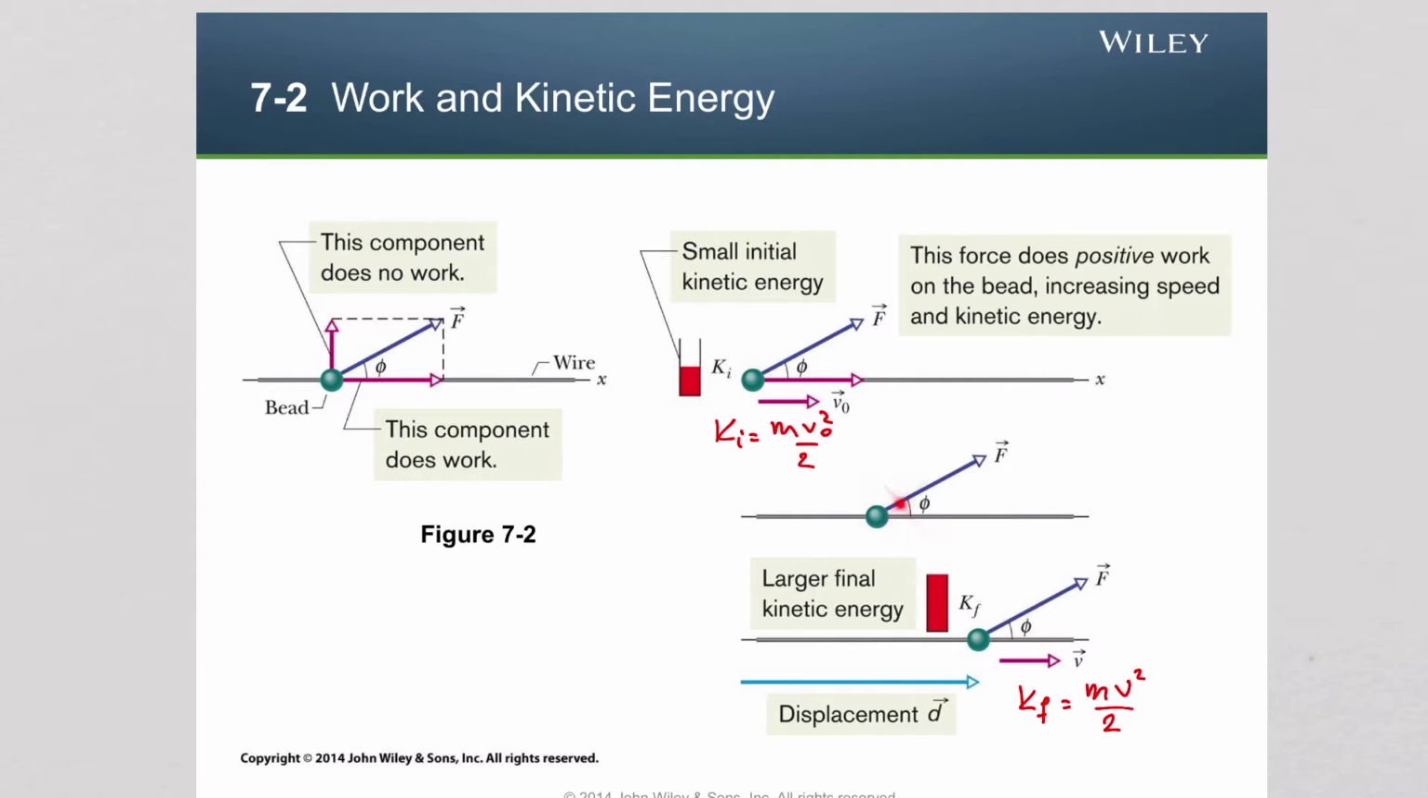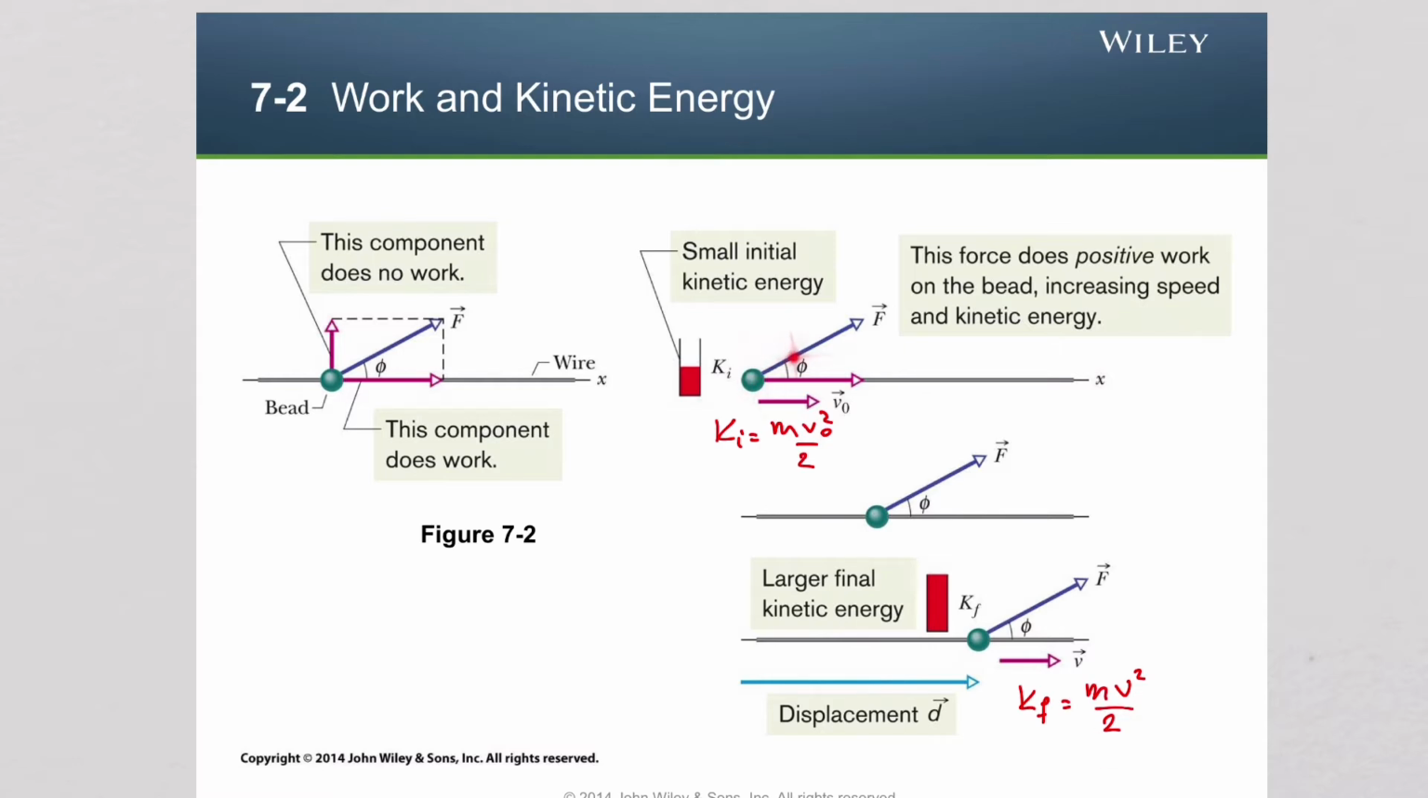Under the action of this force F, the bead is going to displace a certain distance d, and because the bead is under the action of this force, the velocity at the end of the displacement will be different, and so therefore the kinetic energy at the end of the displacement will also be different. Let's call this kinetic energy Kf. Now, final kinetic energy is equal to the product of the mass of the bead and the velocity v squared divided by 2.